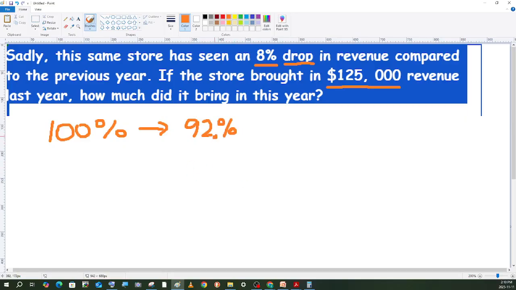All right, let's convert that to a decimal using our little trick. That moves 2 to the left. We've got to put a 0 in front of our decimal point there. So we're going to take 0.92, and we're going to times that by 125,000.